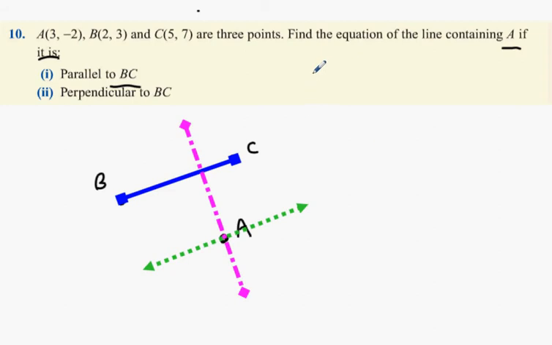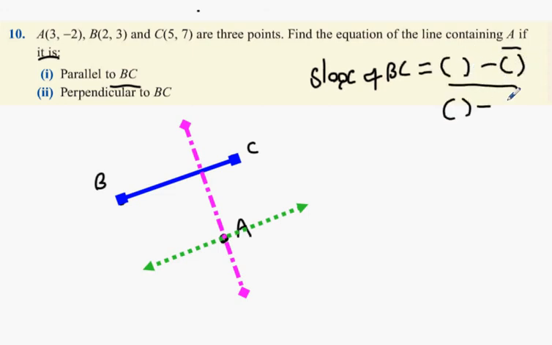So what do we need to find first? The slope of BC. It's y2 minus y1 all divided by x2 minus x1. So what numbers do we put in? 7 minus 3, take away 5 minus 2. And what's the answer to that? 4 over 3. Now, the green line is the line that's parallel to BC. Would you agree with that?